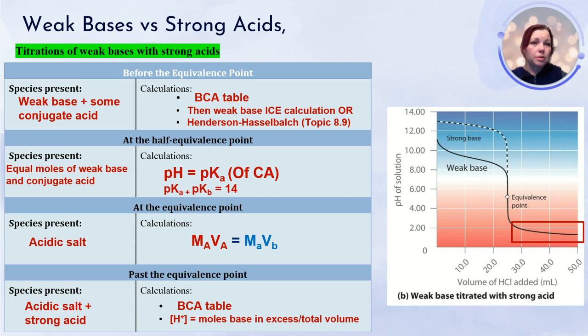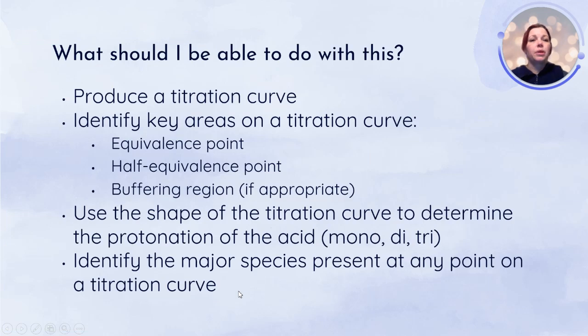Therefore, you can use a BCA table to figure out your moles of acid. That should say acid. Goodness, I've got a lot. Oh, there's my label for buffering region. Apparently, I didn't proofread this as well as I should have. So your moles of acid in excess divided by total volume here past the equivalence point. Okay, so sorry about all the typos, but what should you be able to do with this?